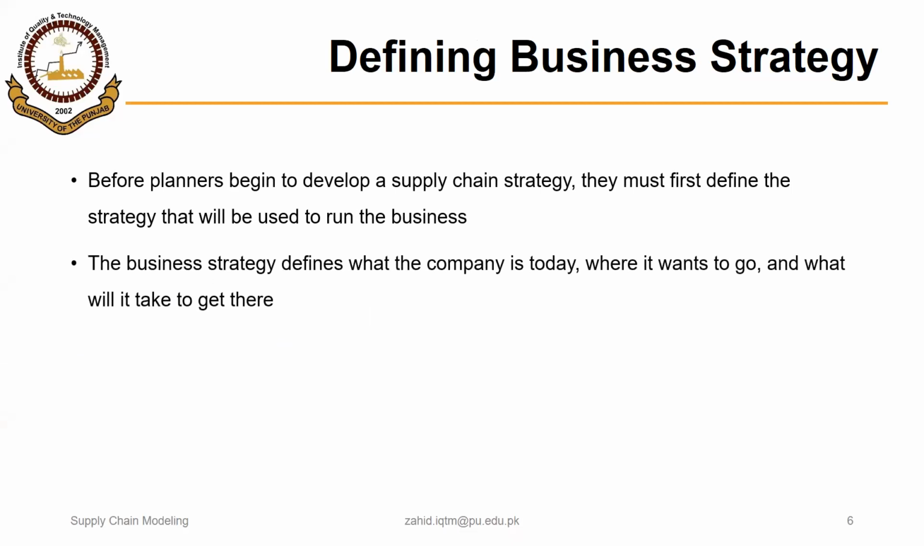So the business strategy defines what the company is today, where it wants to go, and what it will take to get there. So it sets the direction for the business to reach from its current position to a higher position. So it is very important to formulate a business strategy that is realistic and correctly addresses the current situation of the market.